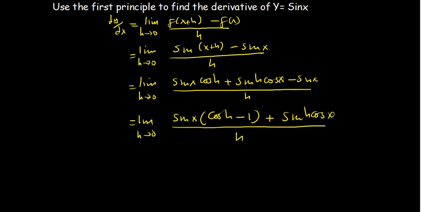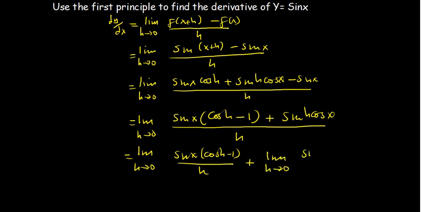So at this point I'm going to split these two limits. So this is going to be the limit as h approaches 0 of sine of x times cosine of h minus 1, divided by h, and then plus another limit as h approaches 0 of sine of h and then cosine of x. The h applies to both, so it will also be here because the h is dividing everything.